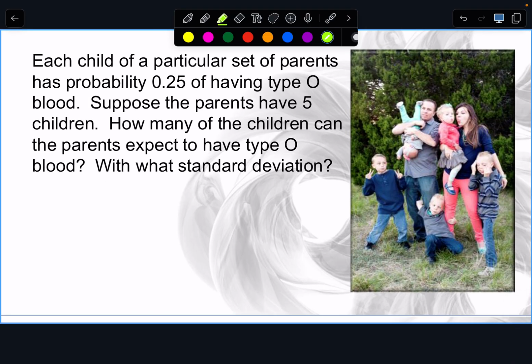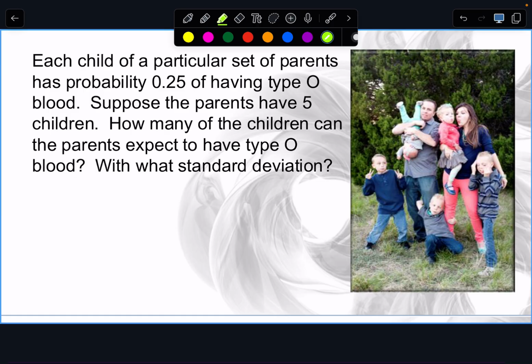But if we go back to our genetics scenario from earlier, so we said each child has a 0.25 probability of having type O blood. This family is going to have 5 kids. We already established this was a binomial setting. So it says how many of the children can the parents expect to have type O blood? So they're asking what's the mean of this distribution. So if we looked at our numerous families under these same conditions, on average, how many children would we expect to have type O blood?